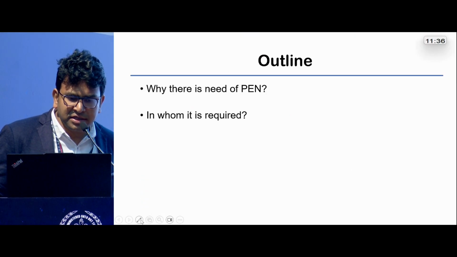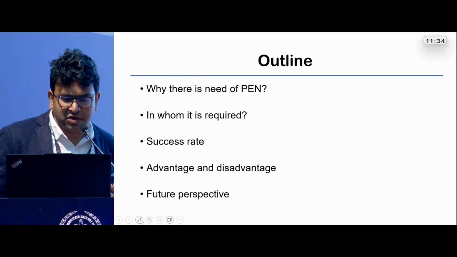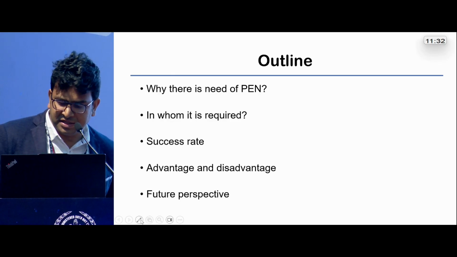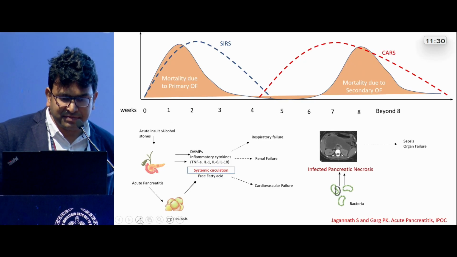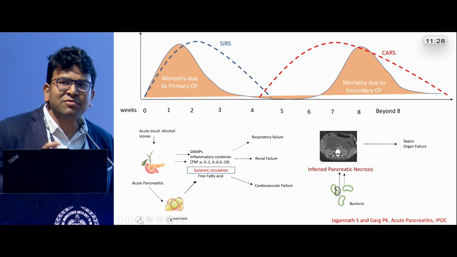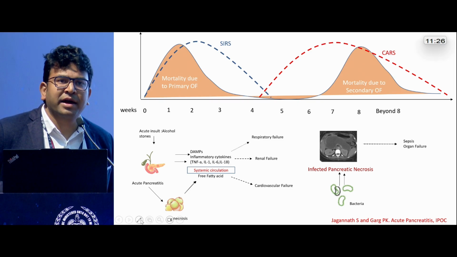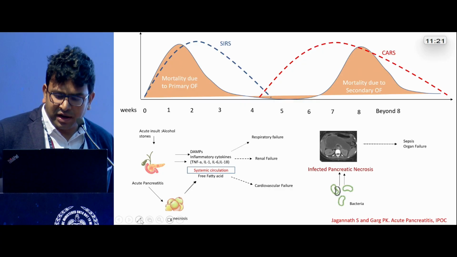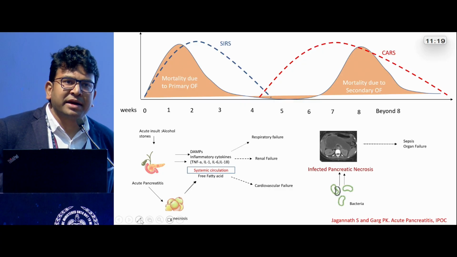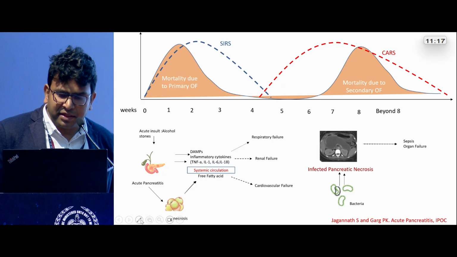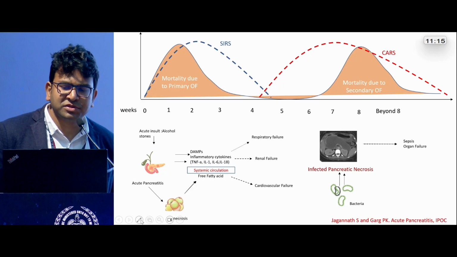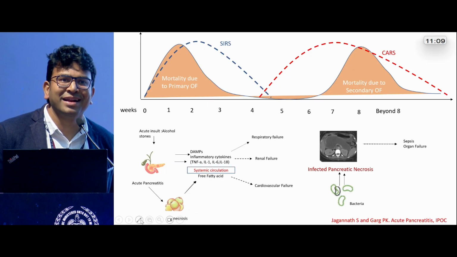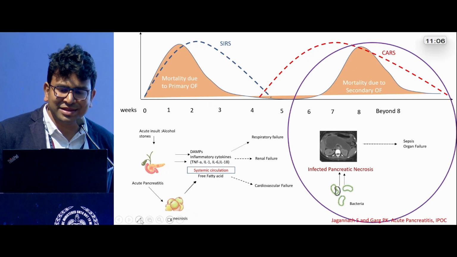So we'll discuss under these headings: why there is a need, in whom this is required, success rate, advantages, disadvantages, adverse events, and the future perspectives. As you all know, the initial phase of acute pancreatitis is predominantly a sterile inflammation, and subsequently the necrotic pancreatic bed gets infected by bacteria, which causes infected necrosis, which causes secondary organ failure, which is primarily due to infection, sepsis, resulting in subsequent delayed mortality. So we are going to focus on this part.